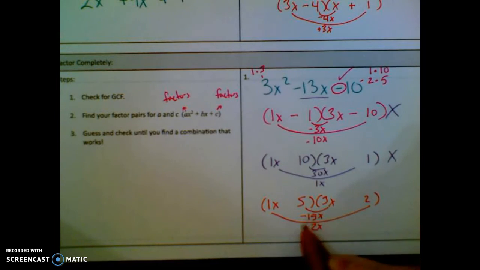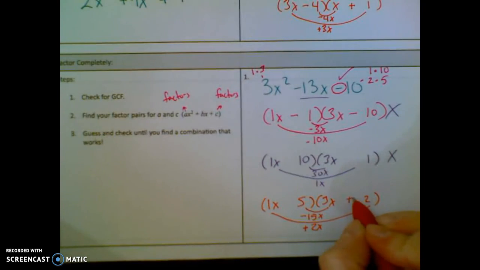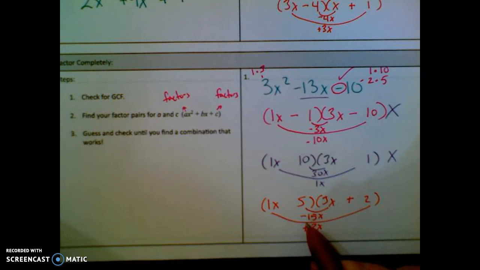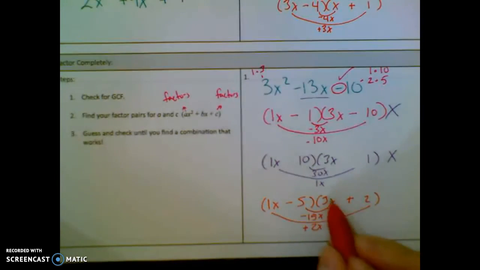Okay, well, how do I get a positive 2x? Well, I multiplied on this outer product, which means the sign must go with this outer product. 1x times positive 2 is positive 2x. Well, how do I get a negative 15x? That comes from my inner product. So the sign must go to my inner product. So negative 5 times positive 3x is a negative 15x.